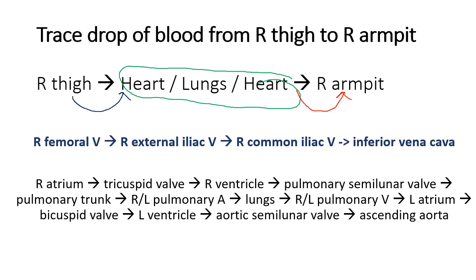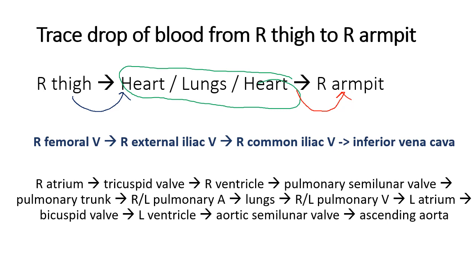The whole heart, lungs, heart thing is your right atrium, past your tricuspid valve to your right ventricle, past your pulmonary semilunar valve to the pulmonary trunk, into your right or left pulmonary arteries, and then into the capillaries of the lung for gas exchange. Then we'd come back on our right or left pulmonary veins to that left atrium, past the bicuspid valve into the left ventricle. Left ventricle squeezes that blood past an aortic semilunar valve into the ascending aorta.